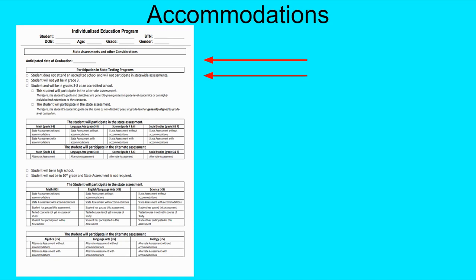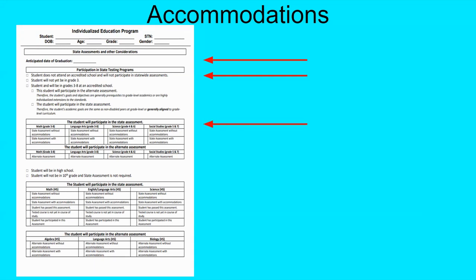The next part is student will not yet be in grade 3. State assessments don't typically start until the student enters grade 3. So if the student's not in grade 3, you don't have to worry about state assessments or accommodations. Now, if the student is in grades 3 through 8, then the student has a couple of different choices. One, they will participate in an alternate assignment, and that may be because their disability requires that. And even if it is an alternate assignment, they will still get some form of accommodation. Or the student will participate in the state assessment and will still get accommodations.